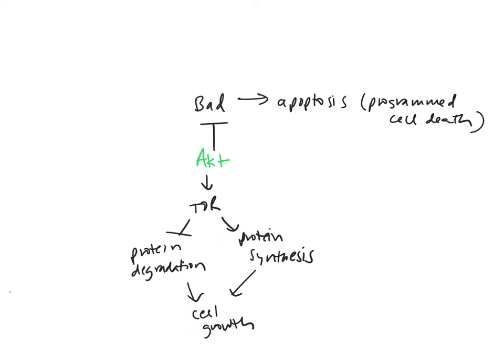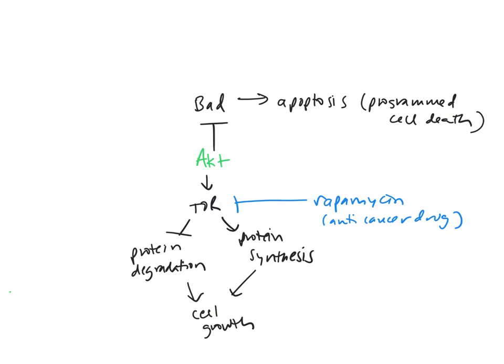Another kind of fun fact about this is that rapamycin, which is an anti-cancer drug, also can clue into this pathway. So rapamycin actually represses TOR. And so essentially what it does, because an anti-cancer drug would be suppressing cell growth, it prevents TOR, which would normally lead to cell growth.